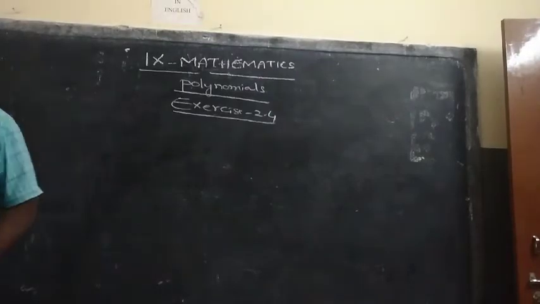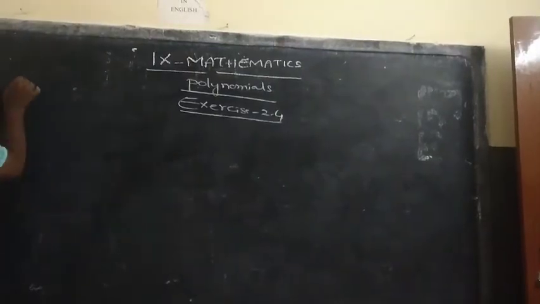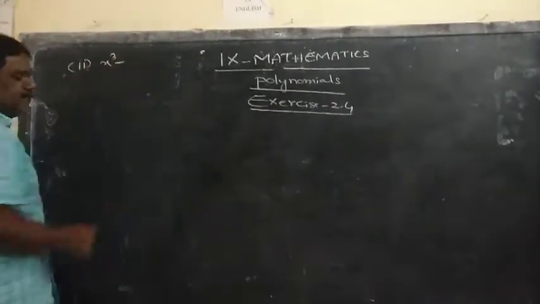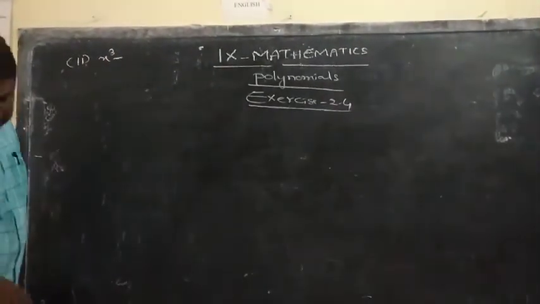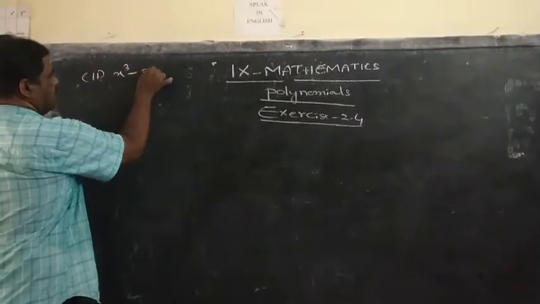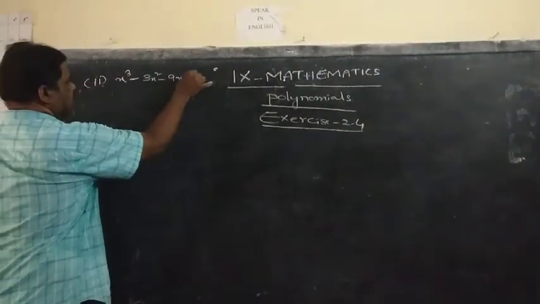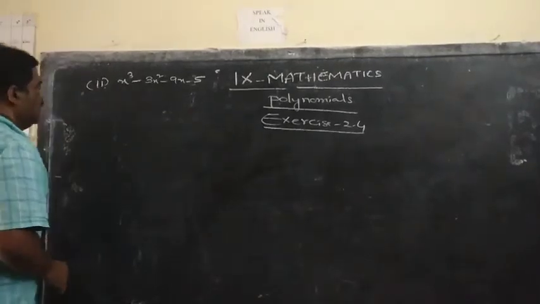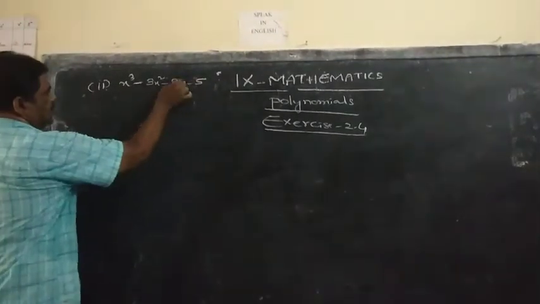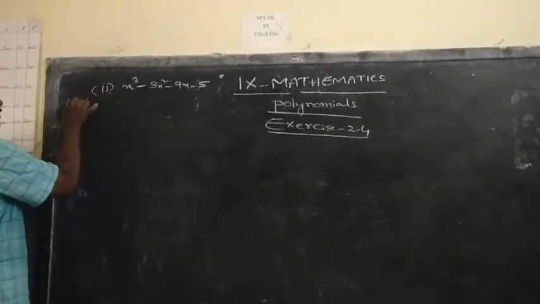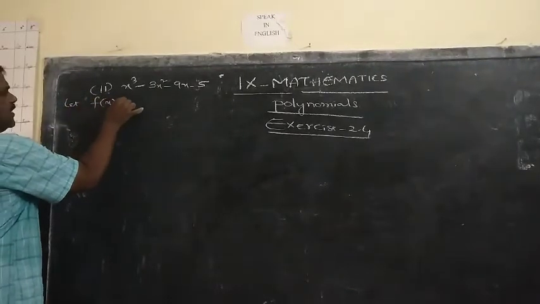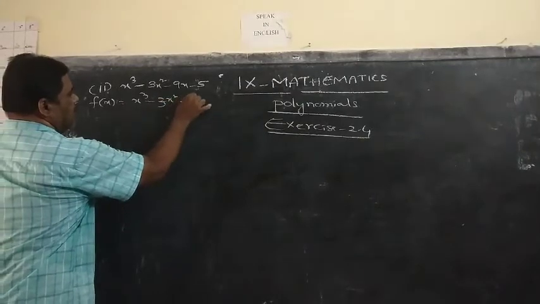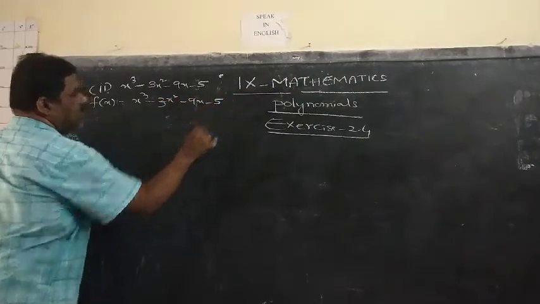Right, second problem: x cube minus 3x square minus 9x minus 5. The first step is we have to suppose the polynomial as f of x. First one, let f of x is equal to x cube minus 3x square minus 9x minus 5.